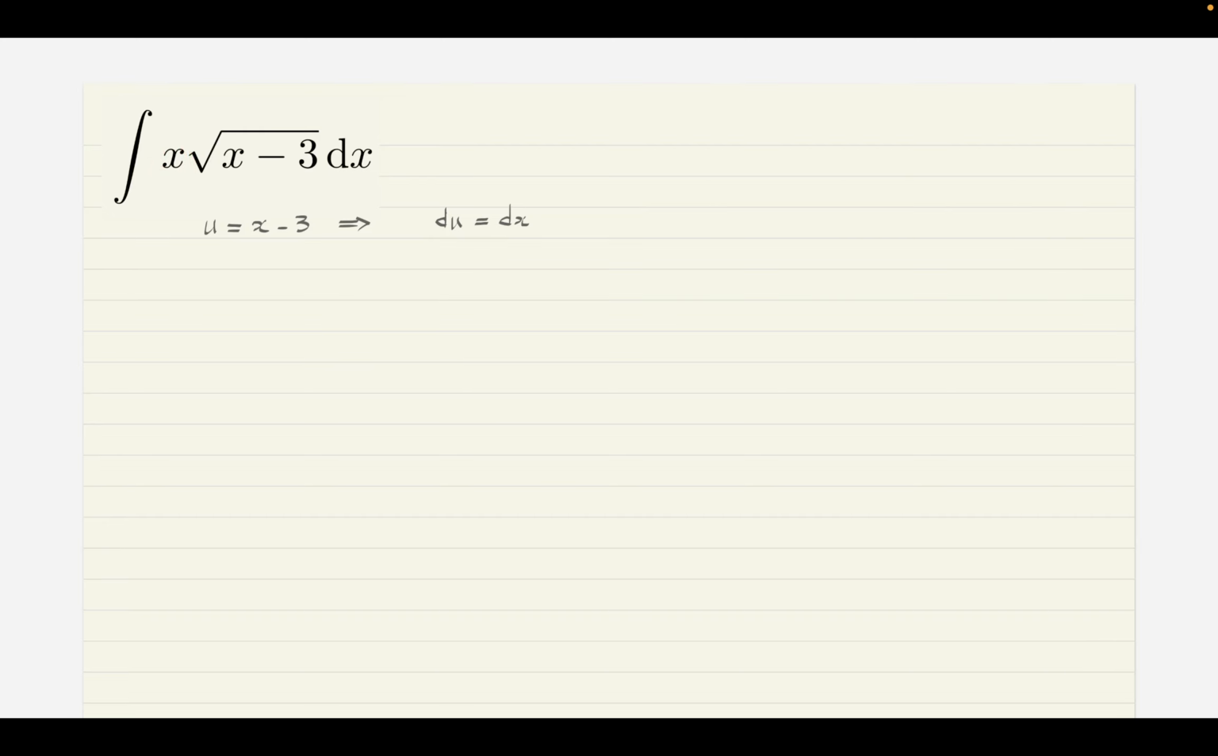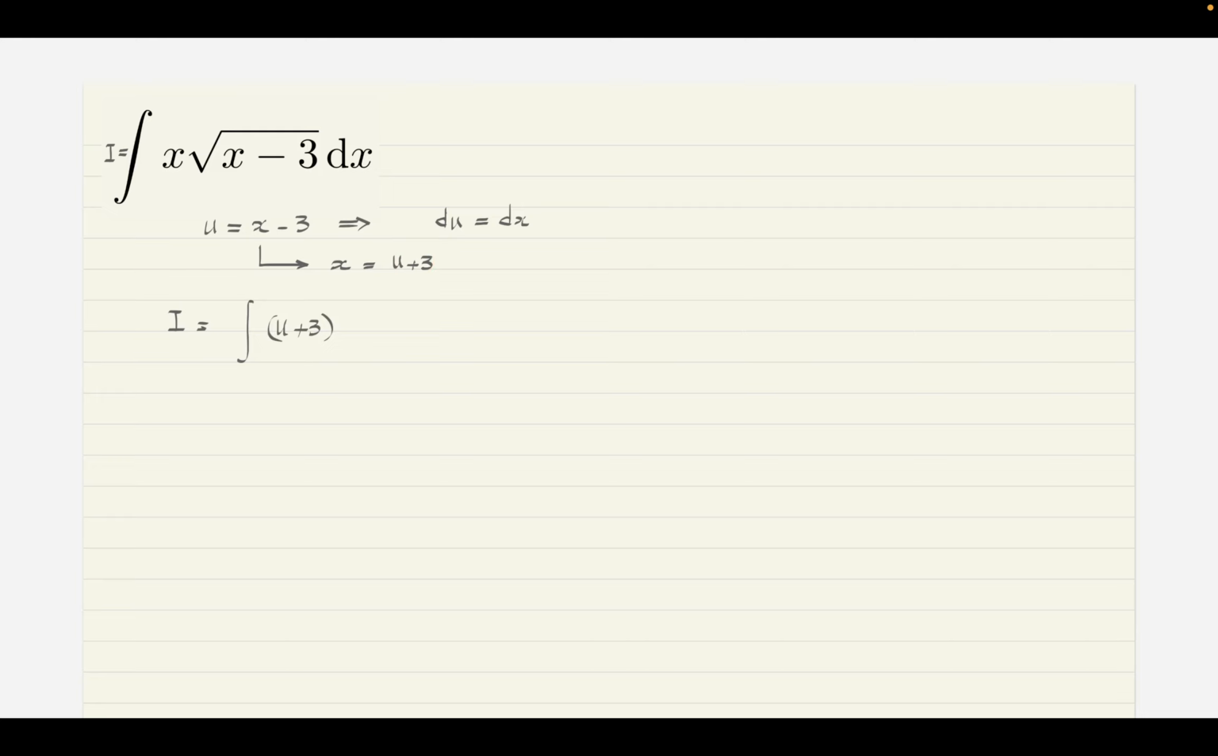Everything should be switched to the new variable u. Because of that, this will motivate you to go backward and try to calculate x in terms of u. So I move 3 to the other side, and x becomes u plus 3. Now everything is ready. Let me call my integral I here. The integral I becomes equal to the integral, and instead of this x that you see here, I put u plus 3.